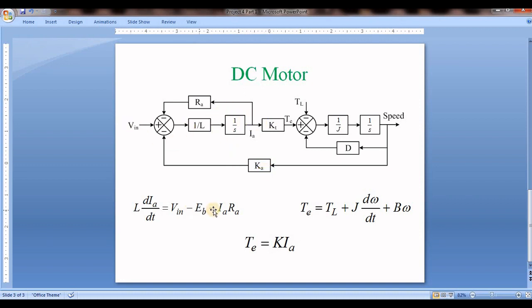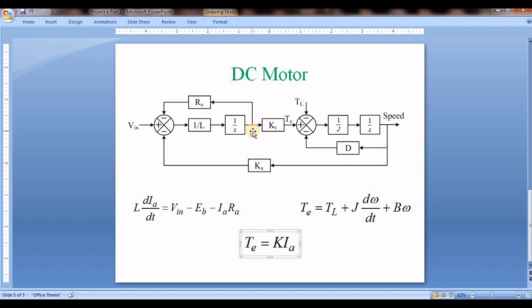V input minus IA RA minus EB, I can get this factor, and I can multiply it by 1 by L, so that I can get di by dt. So integration of di by dt is the Ia. So from this I can get the Ia. This equation came from the back EMF equation. Once I got the Ia, I can get the Te by multiplying with Kt, a simple constant K.